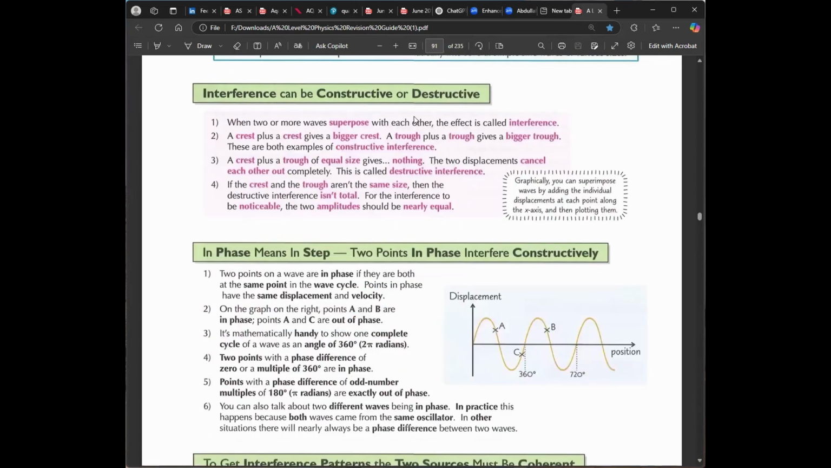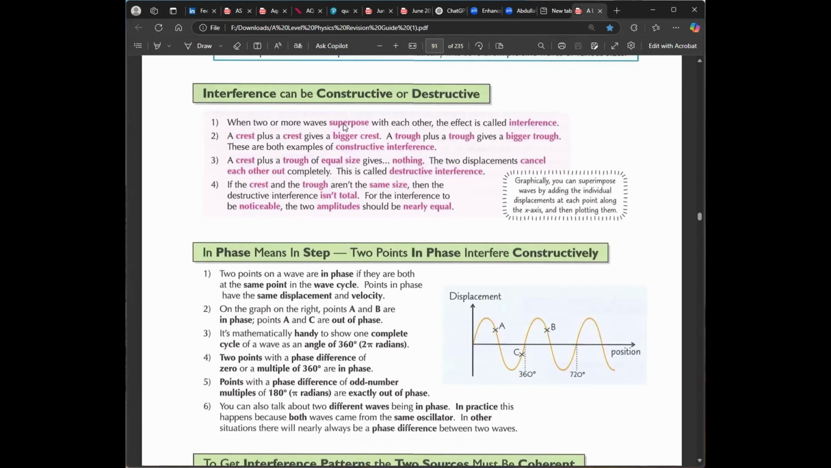So you already know what constructive or destructive interference is. When crest and crest are at the same position, there's a bigger crest because it adds up. When trough and trough meet each other, that's also the same case: constructive interference. But when a crest meets a trough, that is destructive interference.